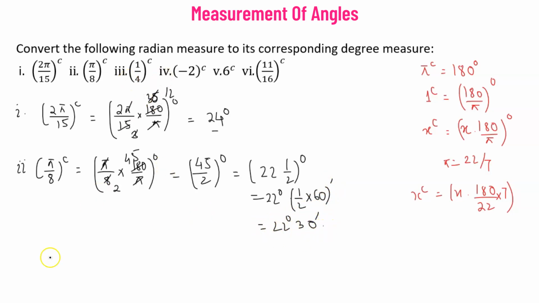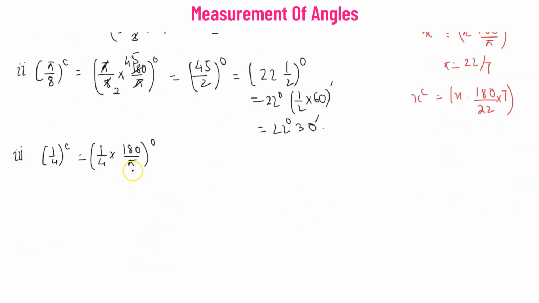Coming to problem number 3, we have 1 over 4 radians. So what we have to do is take 1 over 4 and multiply it by 180 over pi, so this gets converted to degrees. Now, here we will consider pi to be 22 over 7. So we have 180 times 7 divided by 4 times 22 degrees. Now when we multiply it, this is going to give us a value of 315 over 22 degrees.